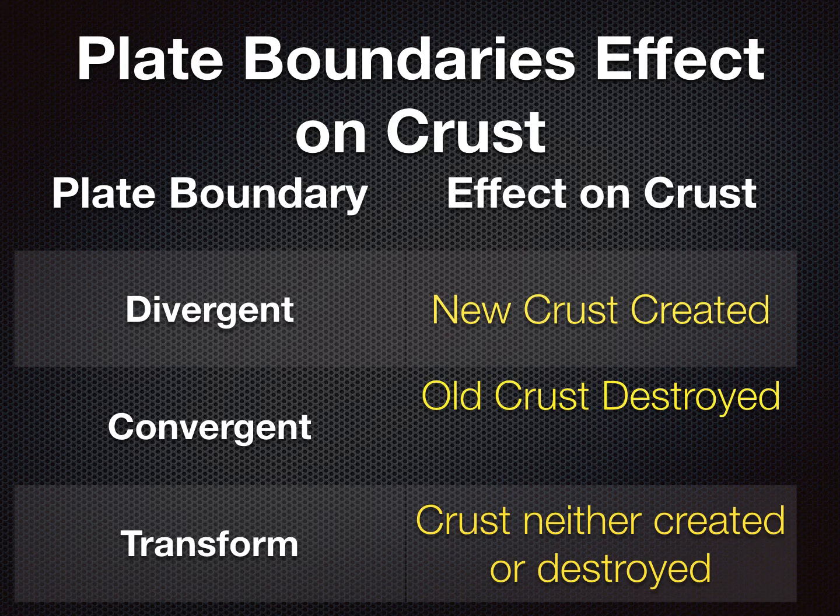And we'll talk about the rock cycle later on with that too. And with transform, crust isn't really created or destroyed with this boundary. You can say it gets broken up a little bit, but it's not pushing it back into the mantle, or the mantle's not opening up and adding new crust. So with transform, it's neither. So you can see each of these boundaries have a unique effect on the crust.